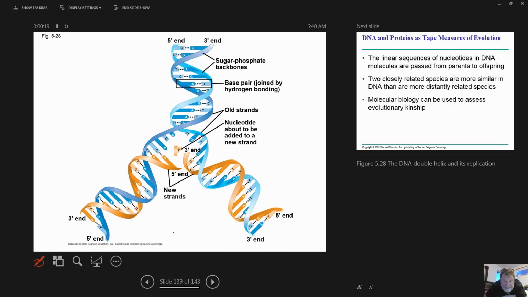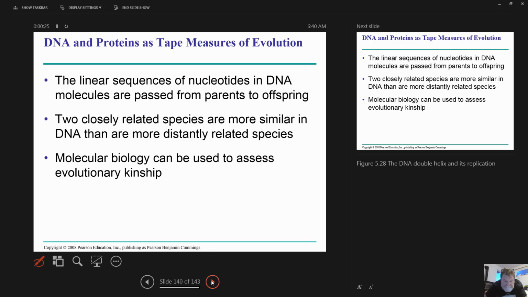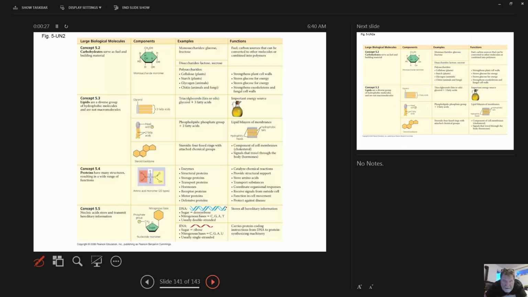And basically this is the structure right here that you need to know, what the structure of DNA looks like. And again, your book gives you a chart to know what the name of the molecules are, what its components are. Give me examples and give me functions.